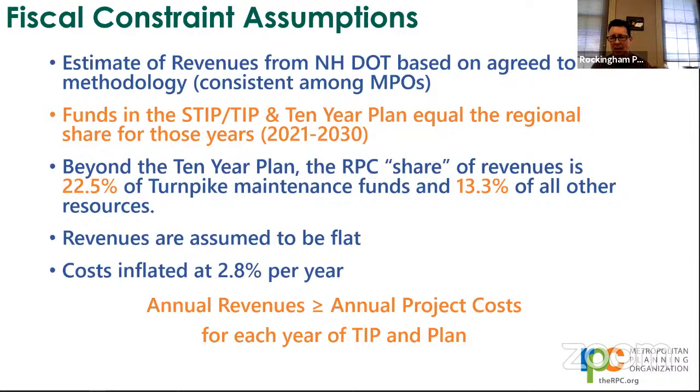And then we do inflate costs at 2.8% per year. And any of the individual projects that are listed in our plan also include a 10% charge from NHDOT for indirects. So it adds up after a while. Basically, we need to make sure that for each year of the plan, our annual expected revenues are at least equal to, if not greater than, the annual project costs.